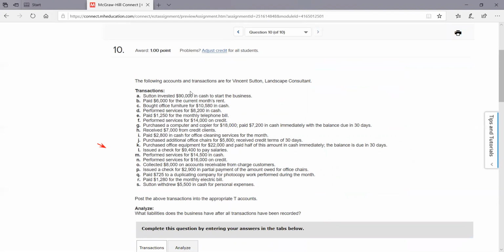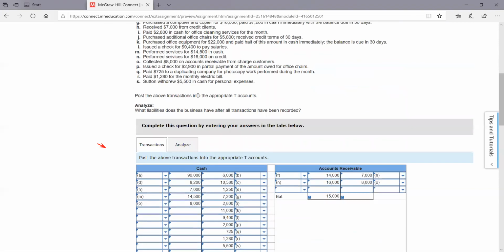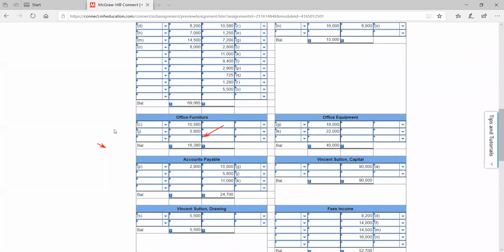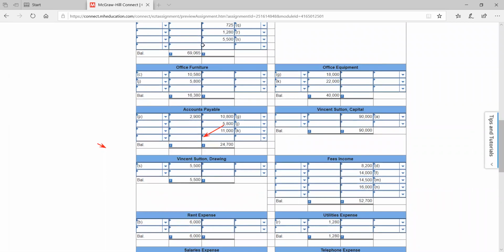So again, these are a lot of repeat stuff, but let's walk you through it. So first one, invested cash in the business, $90,000. So you're going to have cash and capital. So notice again, you're going to be debiting cash 90, and then your capital account somewhere, here it is right there. There's your credit to capital of 90 right there.